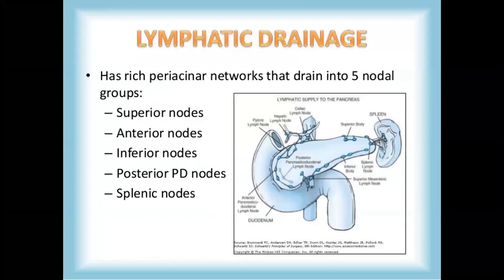Well, lymphatic drainage has rich periacinar networks that drain into 5 nodal groups. As you can see in the picture, it drains into the superior nodes, the anterior nodes, the inferior nodes, posterior nodes, and the splenic nodes.